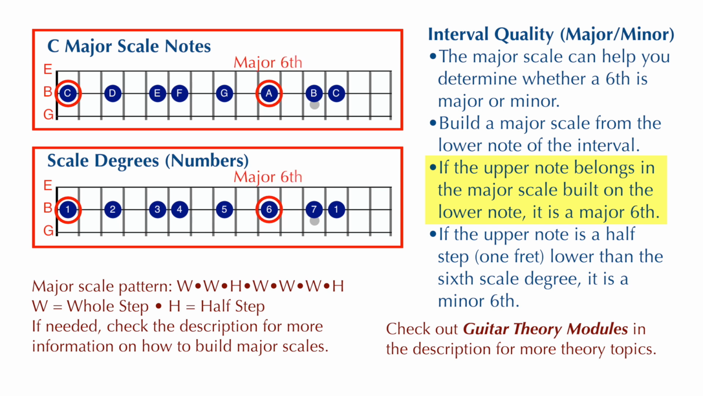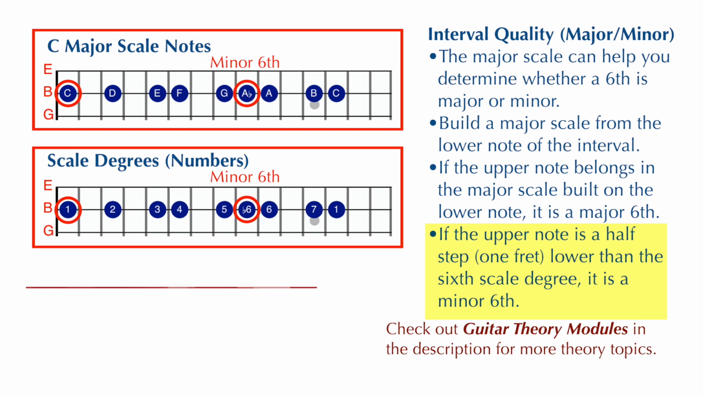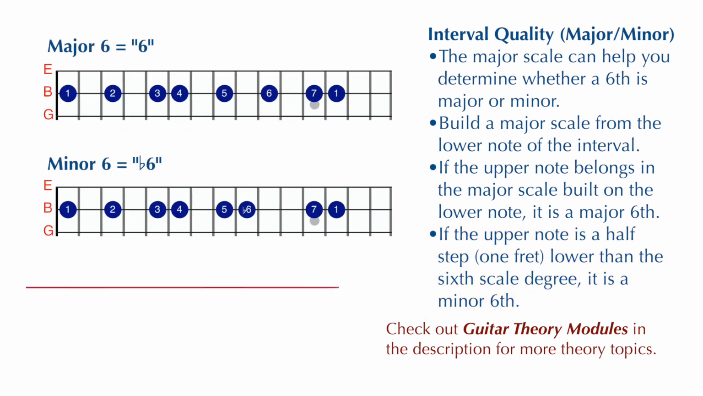The note A is the sixth note of a C major scale, so A is a major sixth higher than C. If you change that A to A flat, which is a half step lower than A, you now have a minor sixth. And a note about terminology.